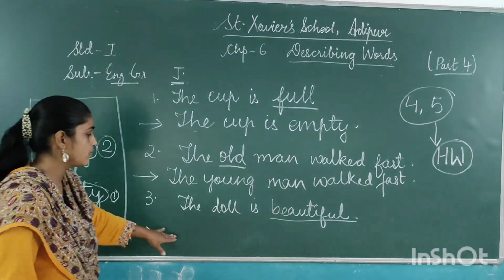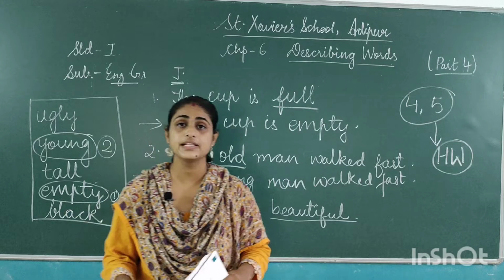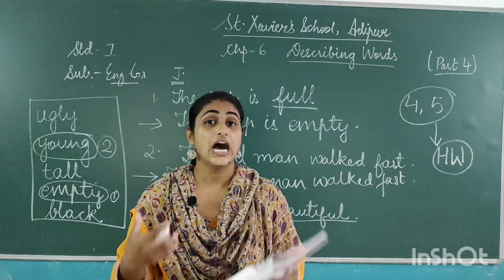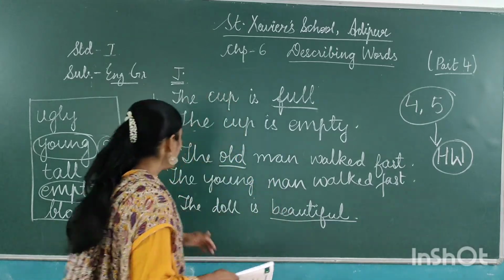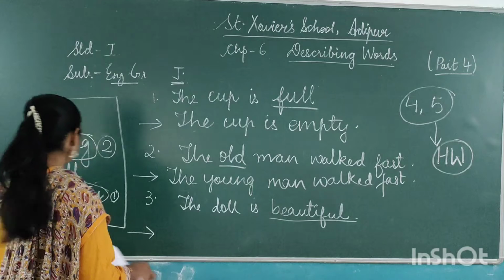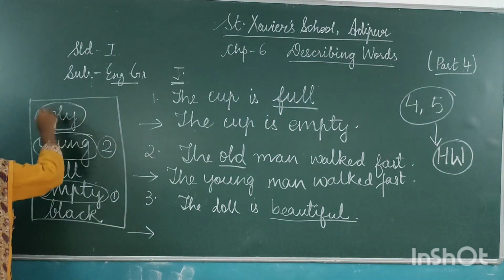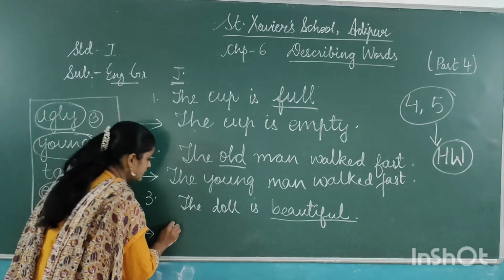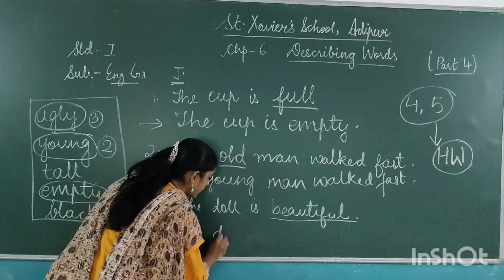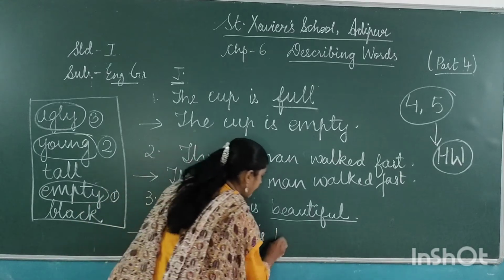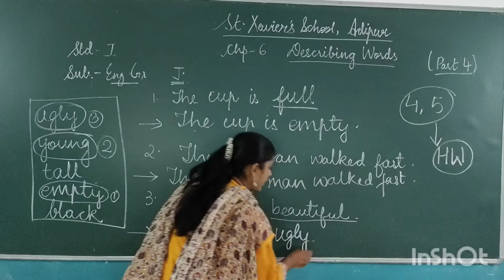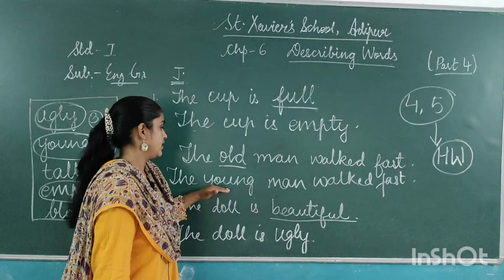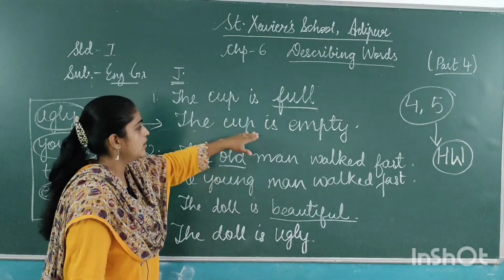Okay, now the third one is: the doll is beautiful. Beautiful means very pretty, so what will be the opposite of beautiful? Ugly, bad looking. So the doll is beautiful. Here you can see ugly, UGLY. So you will circle it and write number 3. So the whole sentence you are going to write: the doll is ugly, UGLY, ugly. So the opposite of beautiful will be ugly, old, young, full, empty.